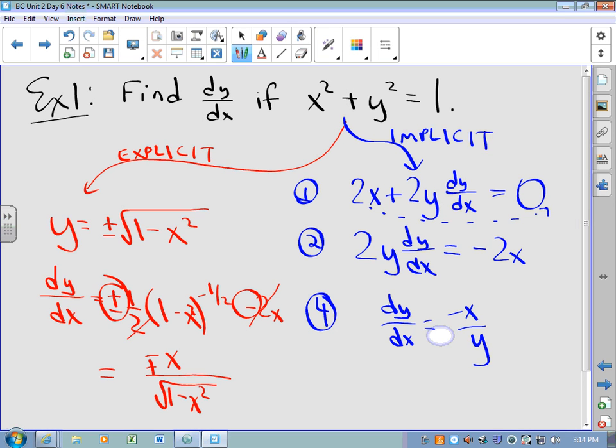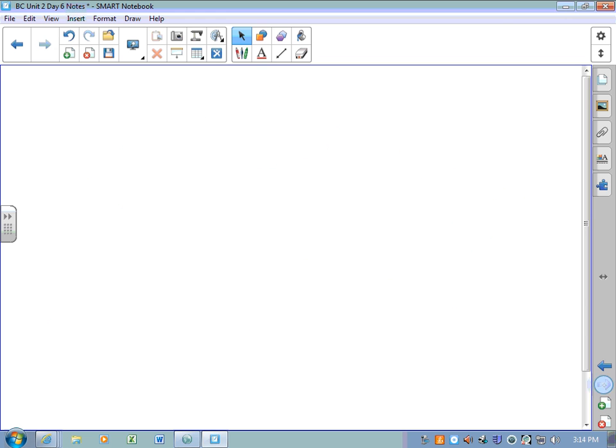Sure you are. I don't know who told you you weren't. You absolutely are allowed to have a y in your answer. The derivative of y with respect to x, since we're dealing with a function that's implicit anyway, is negative x over y. Okay, I'll do more.